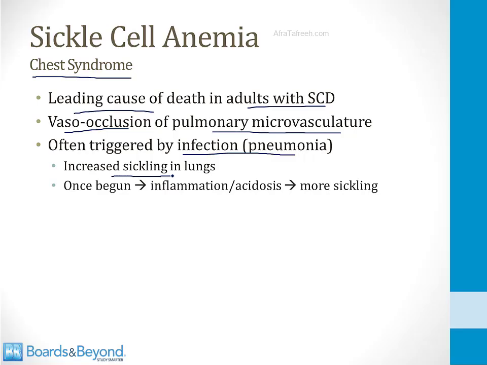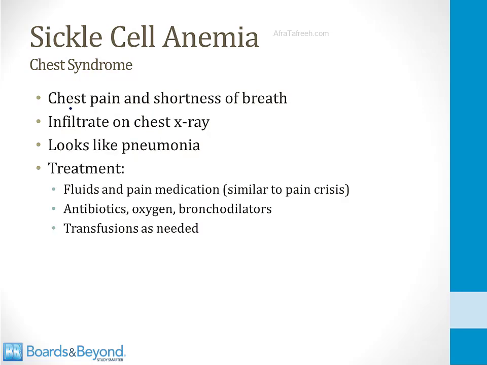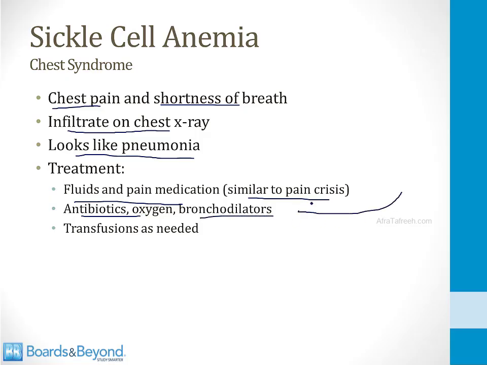Once sickling begins in the lungs, there's inflammation and acidosis, and this leads to more sickling. Sickle cell patients who develop the chest syndrome present with chest pain and shortness of breath. They will have an infiltrate on their chest x-ray, and it can look just like pneumonia. And in fact, it's treated with antibiotics because it's hard to tell whether pneumonia is present or not. The treatment involves fluid and pain medications similar to treating sickle cell pain crises, also antibiotics and oxygen and bronchodilators. This is very similar to the treatment of pneumonia. And then finally, transfusions are administered as needed to treat the anemia.